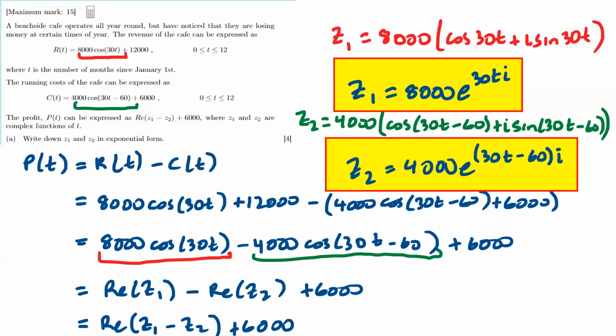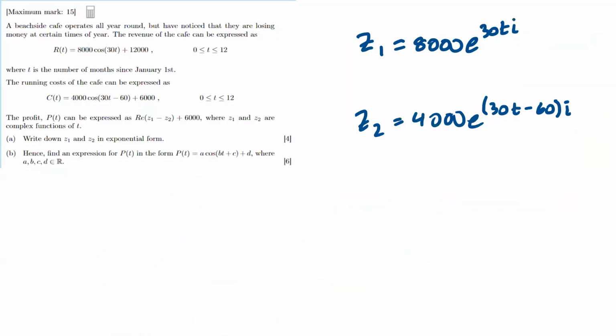Okay, we'll move on to part B. Part B had disappeared from the screen. It's now going to reappear, and everything else is going to disappear except Z1 and Z2. So just noting here, part B, which is halfway down the left-hand side of the screen now, we've got hence, find an expression for P of t in the form P of t equals A times the cosine of bt plus C, plus D. So we were told originally that P of t was expressed as the real part of a difference between two complex numbers. Now we've been asked to write this in this form here. So we've got to now convert from complex numbers into sinusoidal functions.